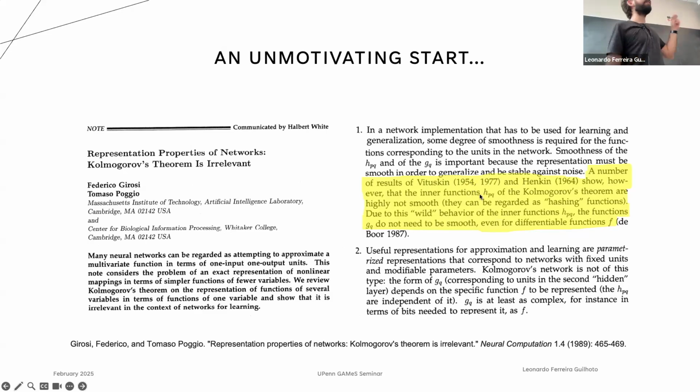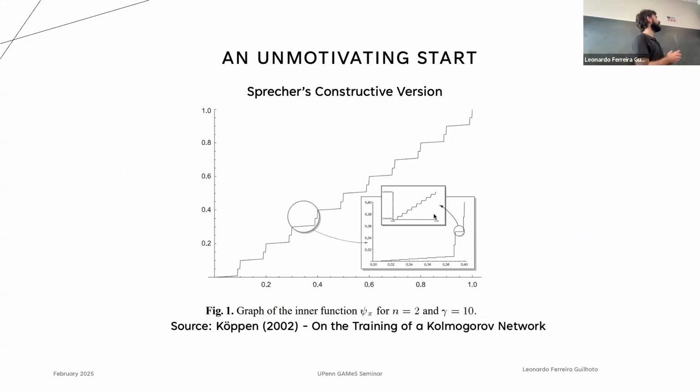show that the inner functions, so those functions that are required for that approximation, are not smooth. They are continuous, but they can be seen kind of like hashing functions. And this wild behavior makes it completely inapplicable for anything that you would do using computers, right? You need to do floating point arithmetic. If you have something that has an infinite number of non-differentiability, you're going to get into a lot of problems. And this is indeed the case in a lot of the constructive proofs for this theorem.